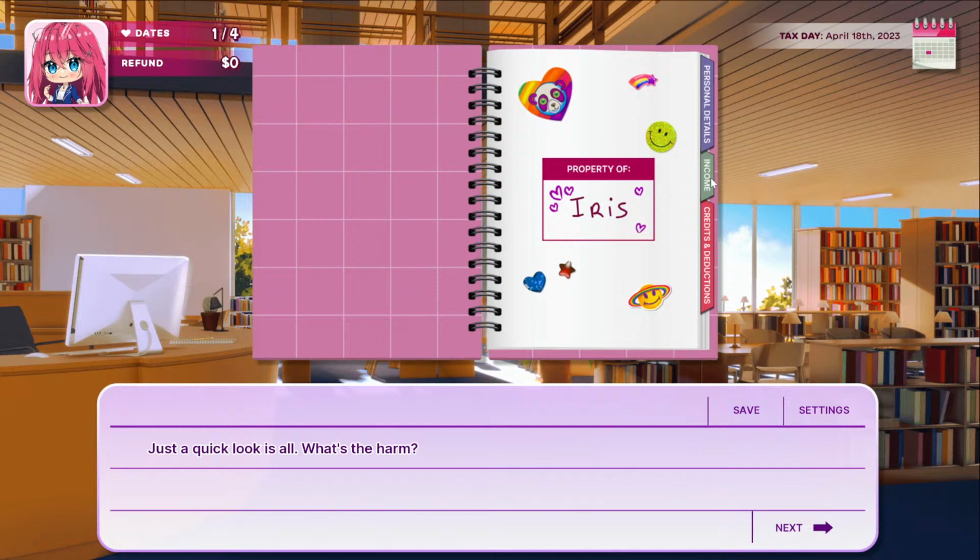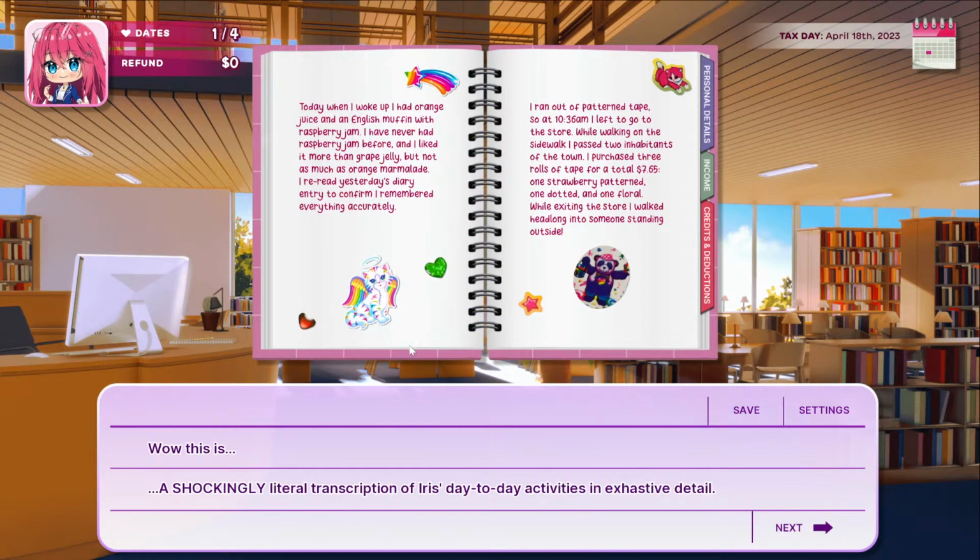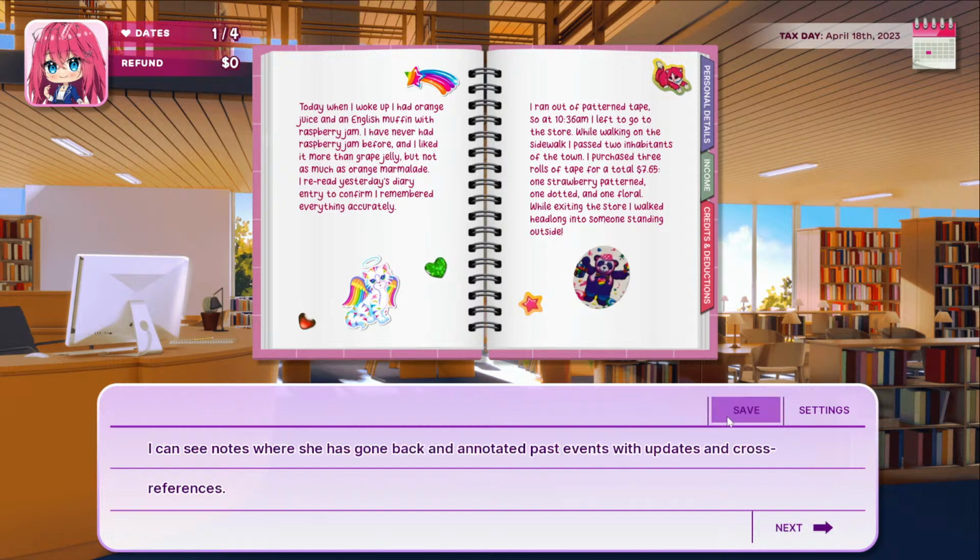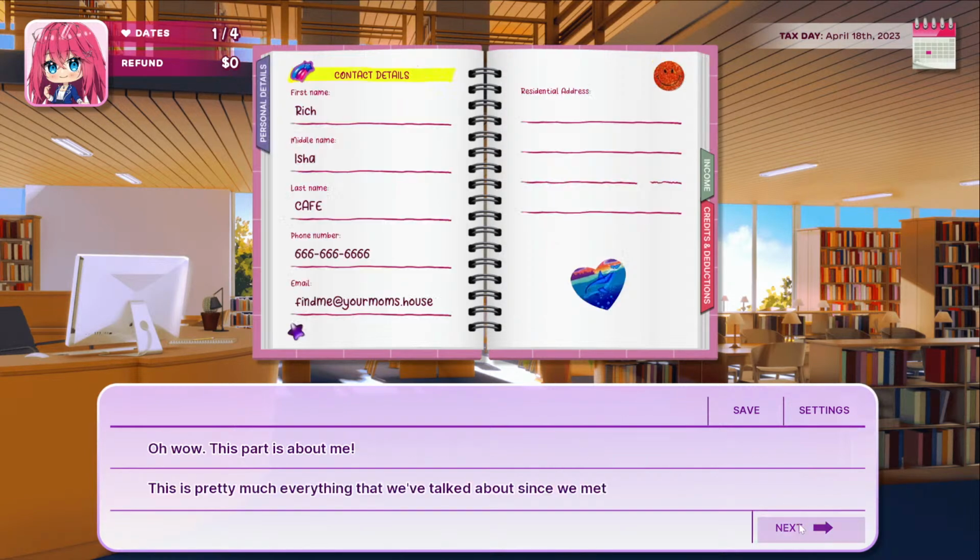What the heck? Personal details, income, credits, and deductions. Wow, this is a shockingly literal translation of Iris's day's activities in exhaustive detail. Had orange juice, had English muffin. Ran out of pattern tape. Walking on the sidewalk past two inhabitants of the town. What? You can see notes where she has gone back and annotated past events with updates and cross-references. Like the notebook is her outsourced memory. Does she have amnesia, like temporary amnesia or something? She has to write down everything.